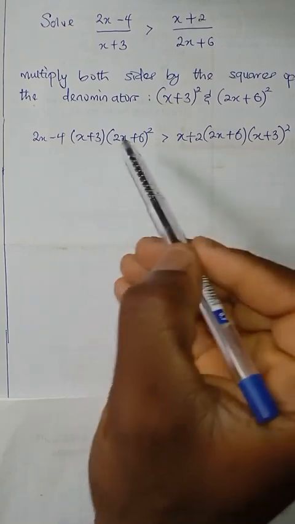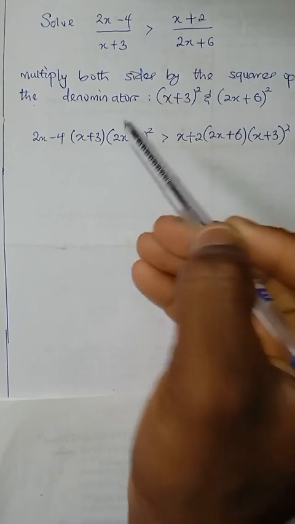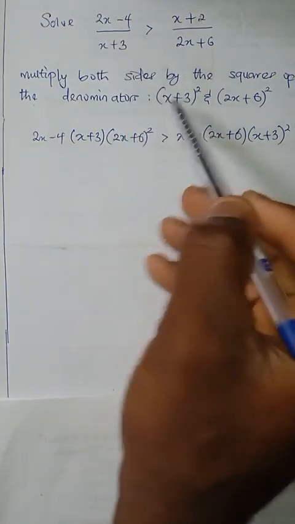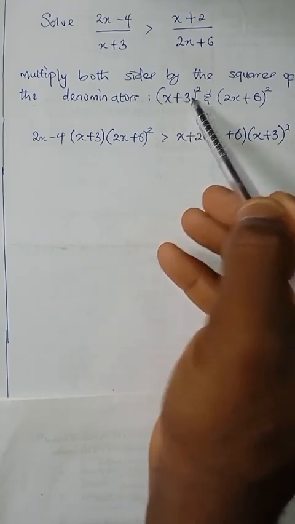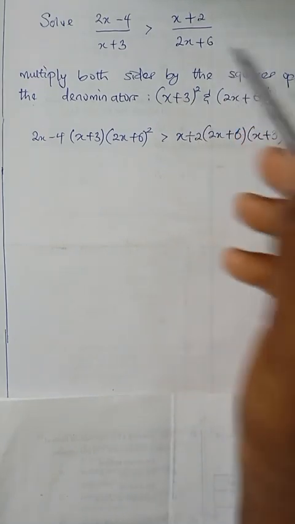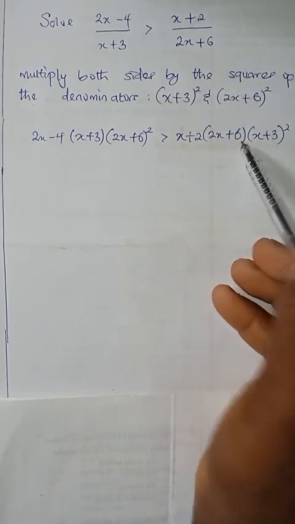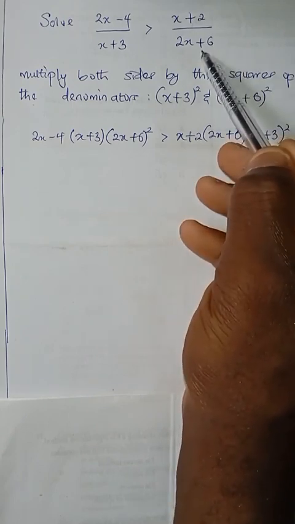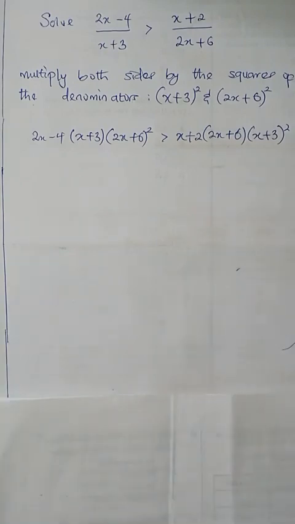So we have one x plus 3 here, because the denominator here is also x plus 3, so it cancels one of the x plus 3 where there are two. On the other side, we have 2x plus 6, because we have 2 here, and one on the denominator cancelled out one, so we are left with one. So that is why we are arriving at this.